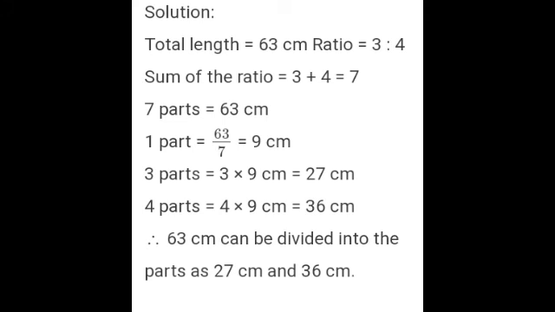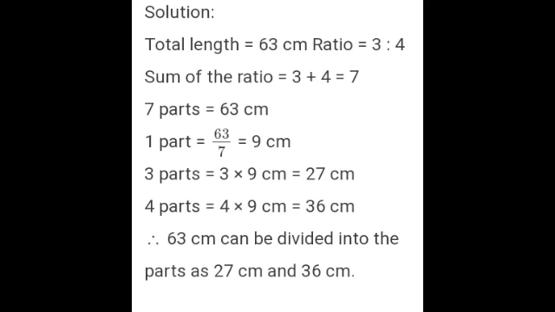The given ratio is 3:4, so we are going to add the ratios. Sum of the ratio is 3 plus 4, which is equal to 7. So totally we can cut 7 parts from 63 centimeter. Now we are going to calculate the two parts. One part will be 3 and the other part will be 4. So first let us find the one part value. 63 divided by 7 is equal to 9 centimeter.